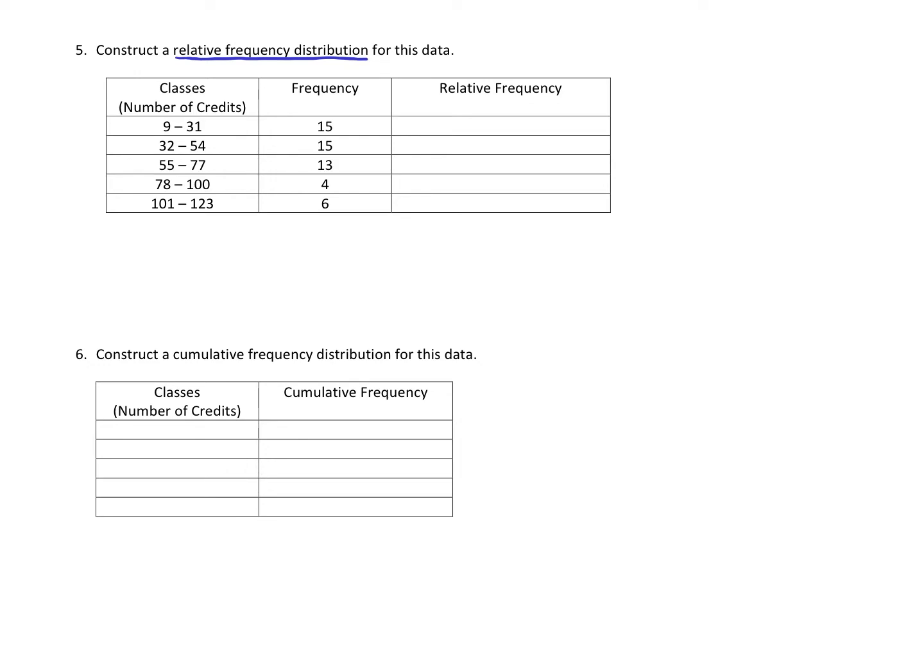So frequency, this column here, represents the count. So how many students completed between 9 and 31 credit hours? 15. How many students completed between 78 and 100 credit hours? That's 4, et cetera, et cetera. And if I sum up this column, it's going to add up to 53, which is my sample size.